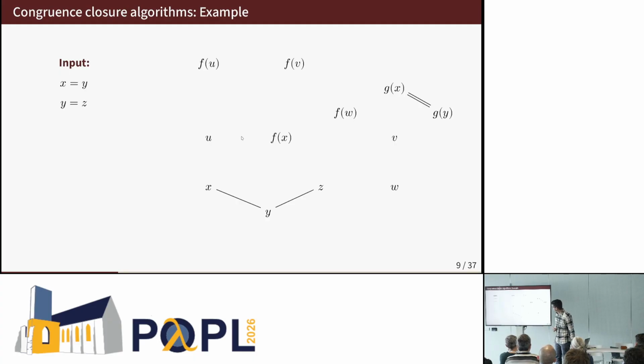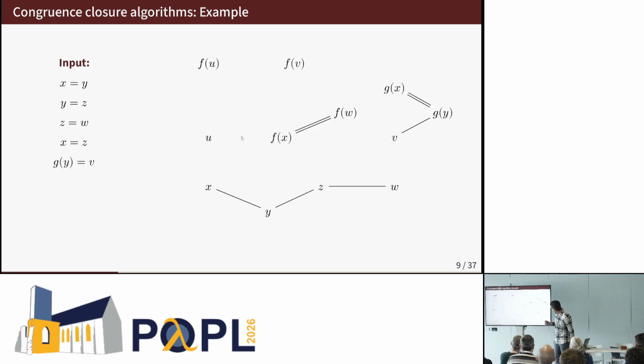Let's say we add y equals z, which adds another equality edge. So when we add, for instance, z equals w, now we know that the terms x and w are equivalent. So we can also add this other congruence edge between f of x and f of w. So let's say we add the equality x equals z. So this equality is in some sense useless to us because we already know that x and z are in the same equivalence class. So we just ignore it and continue.